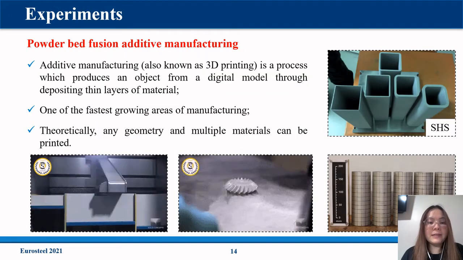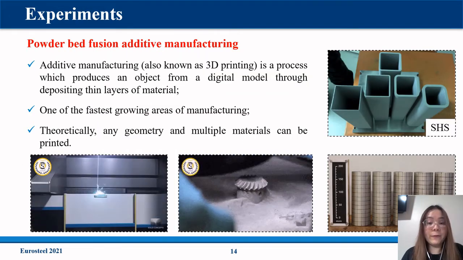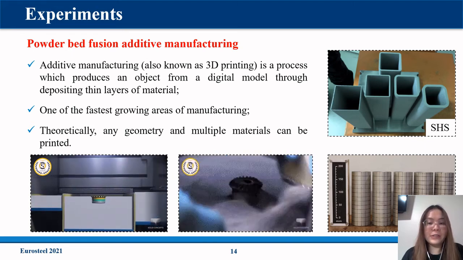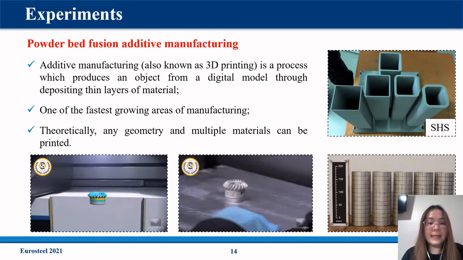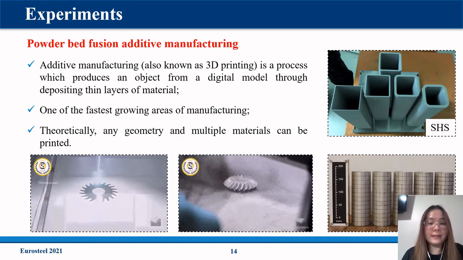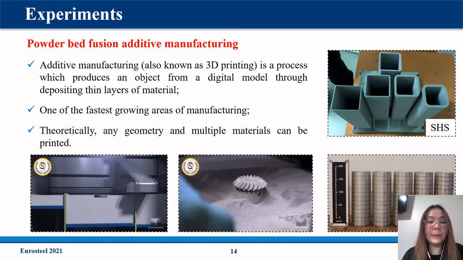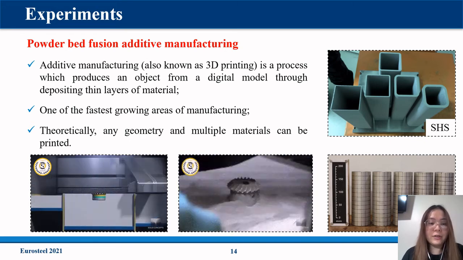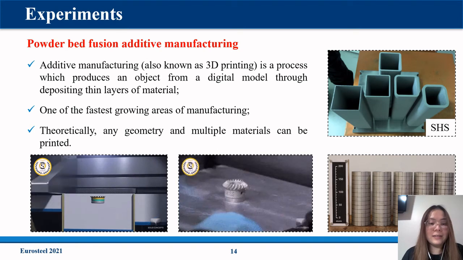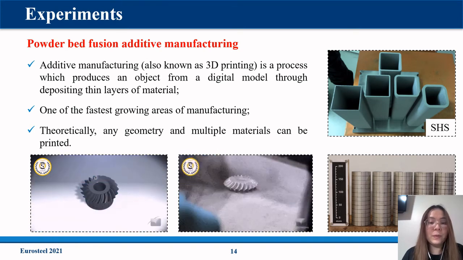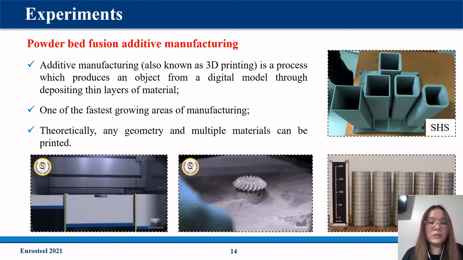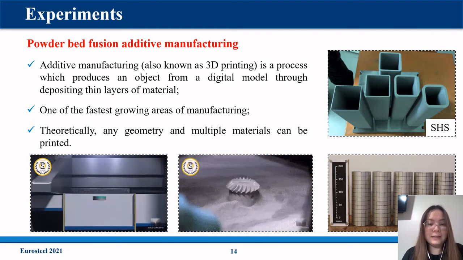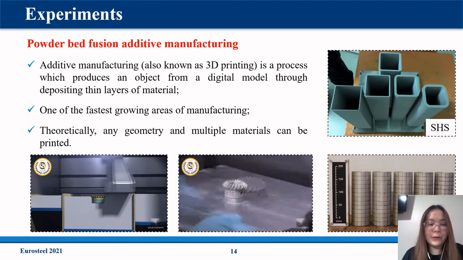All the specimens were printed by powder bed fusion. It belongs to additive manufacturing. It's an advanced technique which produces an object from a digital model by depositing thin layers of metallic materials. It has many advantages such as the ability to build complex geometry. Almost any geometry can be made and multiple materials can be printed together.